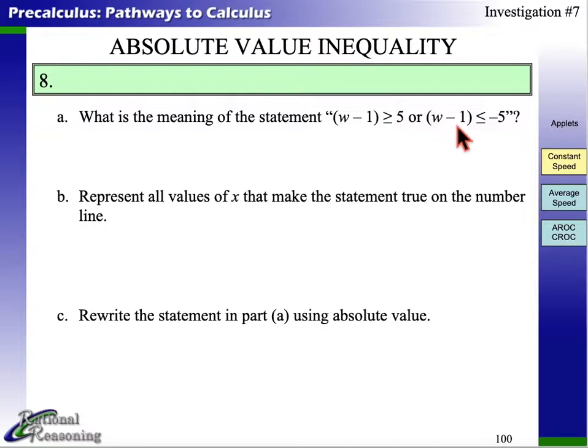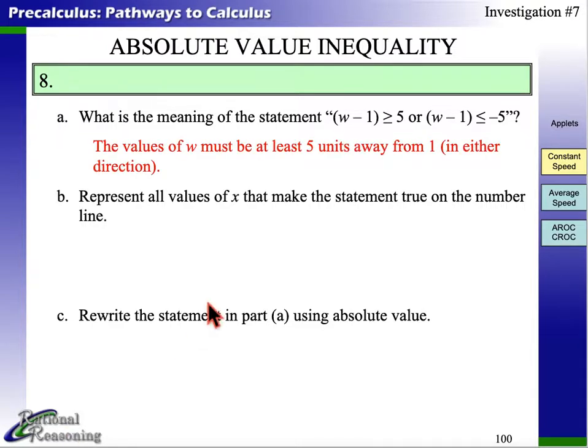Notice one is above, one is below. So this is distance away. So this is a distance at least. So we want to be 5 units away from positive 1. We want to be on the other side also a distance of 5 away from positive 1. So we can go to the negative side or the positive side. But x must be at least 5 units away.